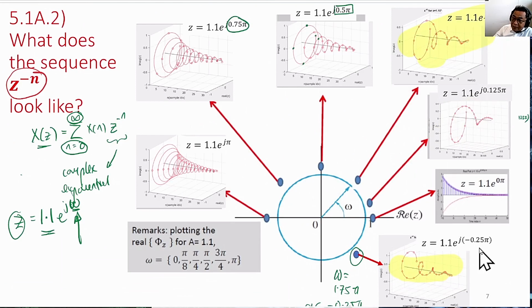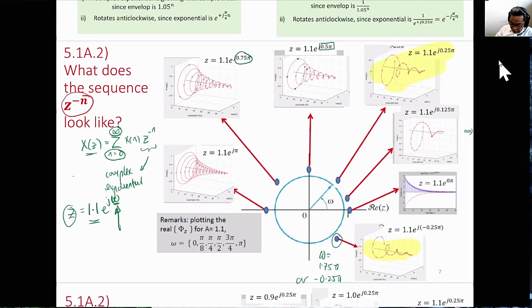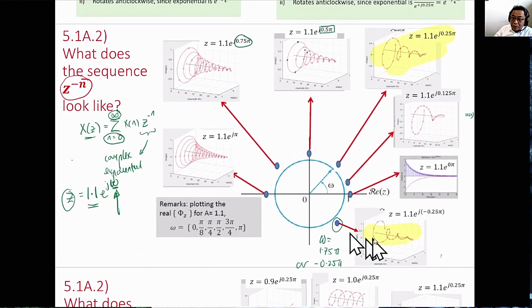This is a negative angle, 1.1 e to the j minus 0.25 pi. Notice the difference. Over here, it is rotating clockwise. Over here, it is rotating anti-clockwise. And they are decaying at the same rate. So this figure shows the relationships of the complex exponential at different positions in the complex plane.